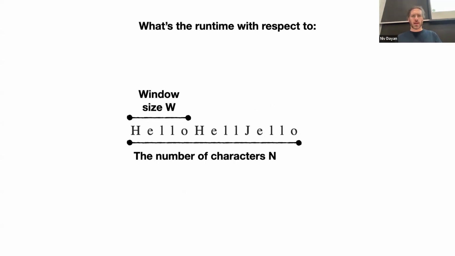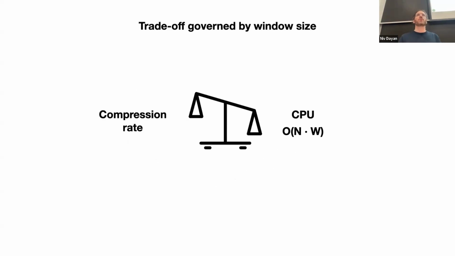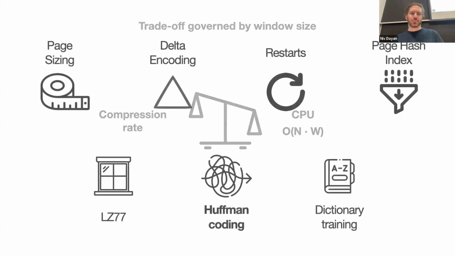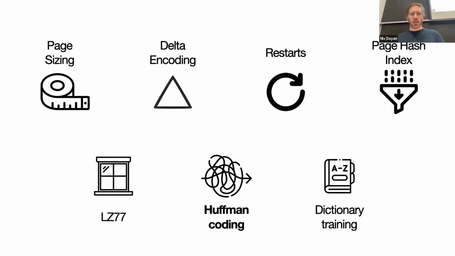Okay, let's move on. What's the runtime with respect to the window size? We just talked about it. It's going to be n, where n is the size of the input, times the window size, right? And this gives you a trade-off to play with between compression time and CPU time. Okay. All right. That was LZ77. Good? Any questions?